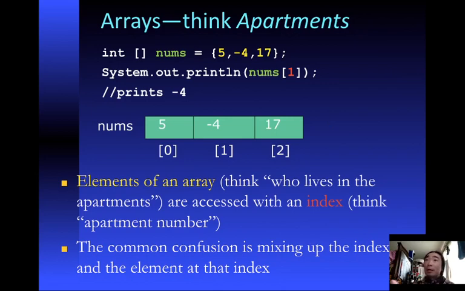So going back to that analogy, elements of the array are the people or whoever lives at the apartment. Index, that's the address.